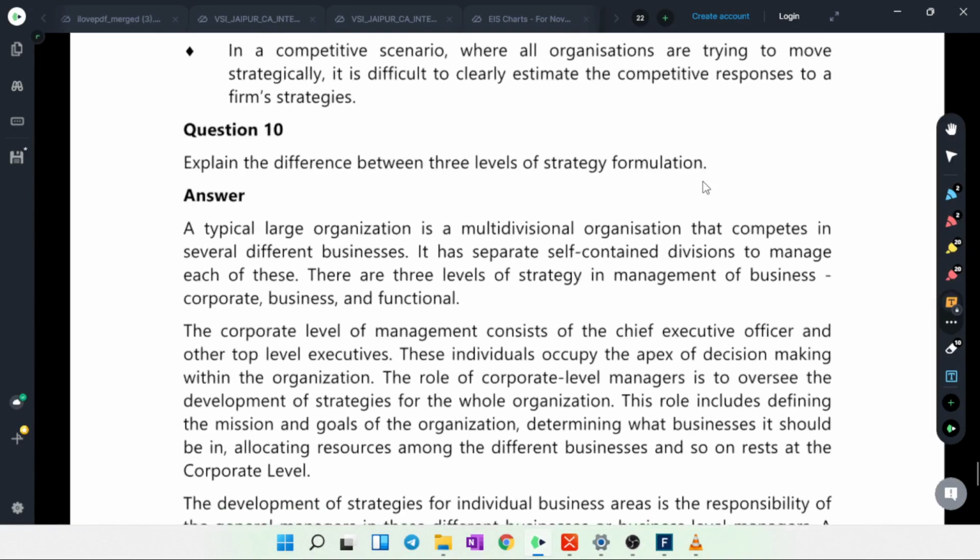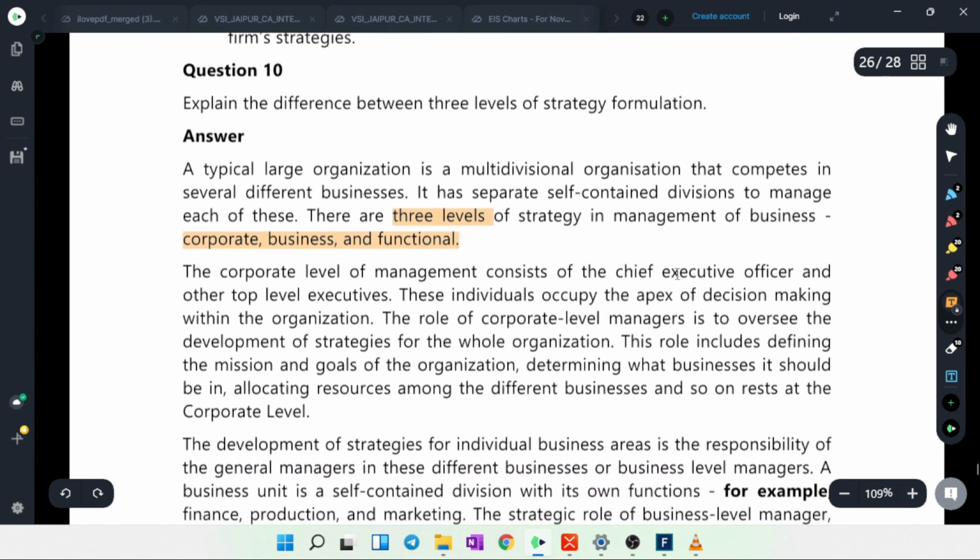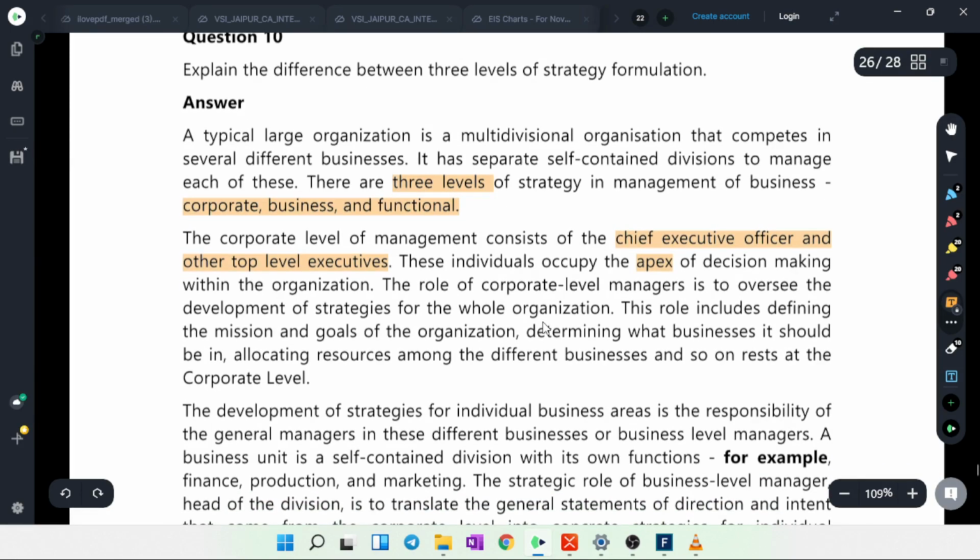A typical large organization is multidimensional and competes in several businesses. It has separate self-contained divisions to manage. There are three levels of strategy and implementation: corporate, business, and functional. The corporate level of management consists of the CEO, Chief Executive Officer, and top level executives. These individuals occupy the apex of the decision making process. The role of corporate level management is to oversee the development of strategies for the whole organization.